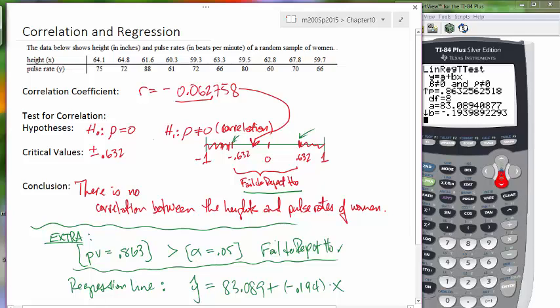So, like I said, because there is no correlation, this piece of information is not going to be important for us. If there was correlation, then we can do a lot more things with this line, like make predictions and things like that. Okay, so that's it for this recording, and I hope this helps.